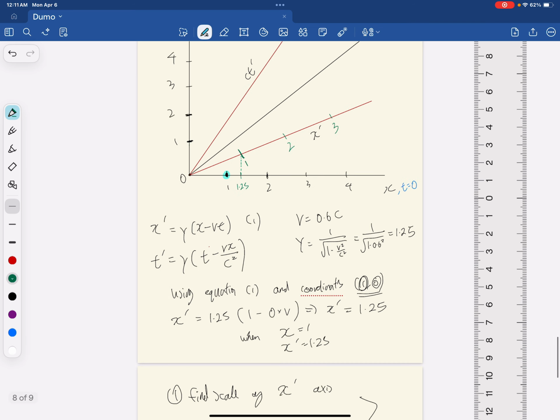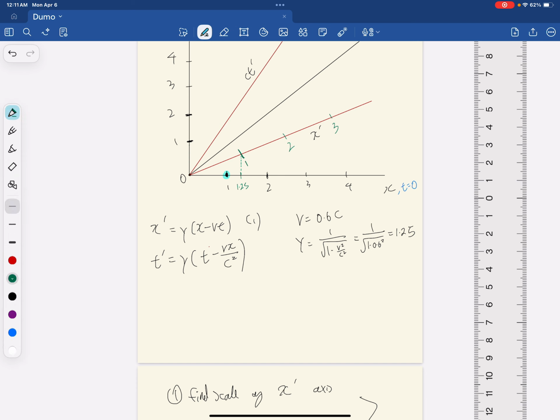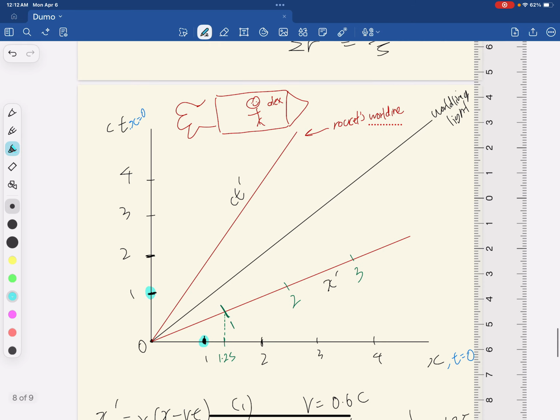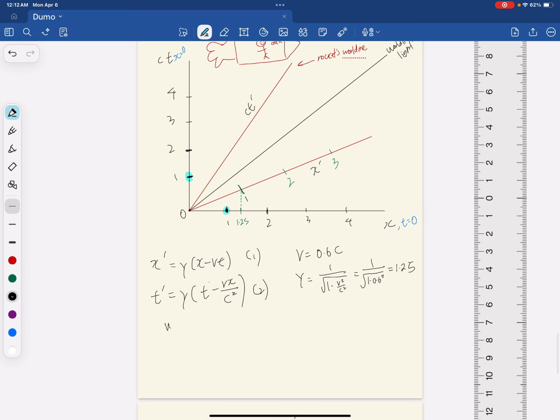Okay, now let's try to find the scale of the primed, of CT primed axes. And this time we're gonna use equation 2. And our point on the CT axis that we're gonna find its corresponding point on the CT prime axis is 0, 1. And we're gonna be using equation 2. Using equation 2 and coordinates 0, 1.